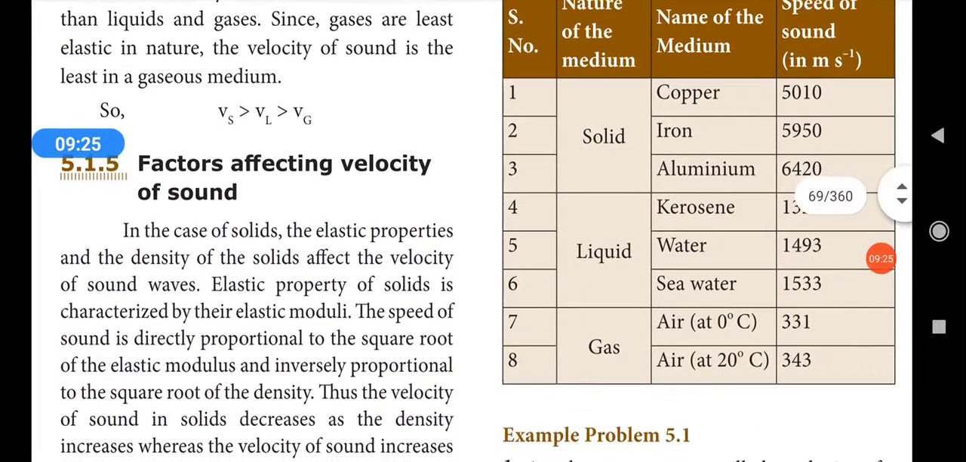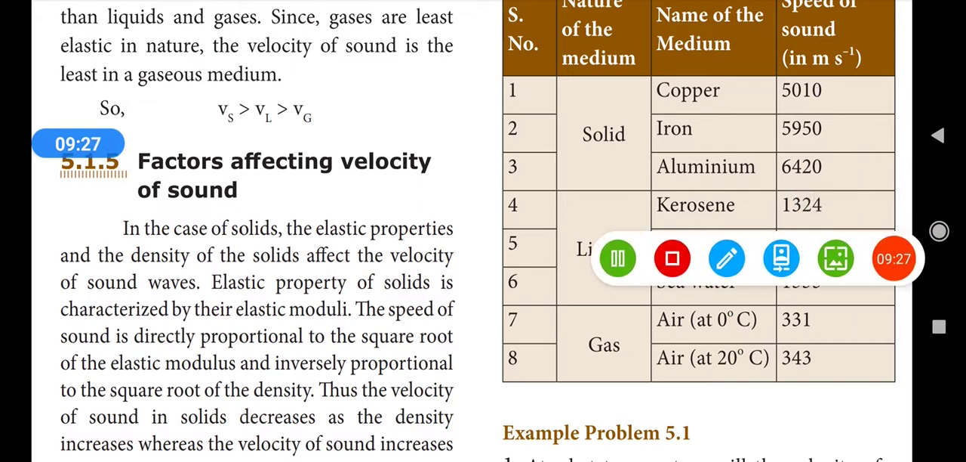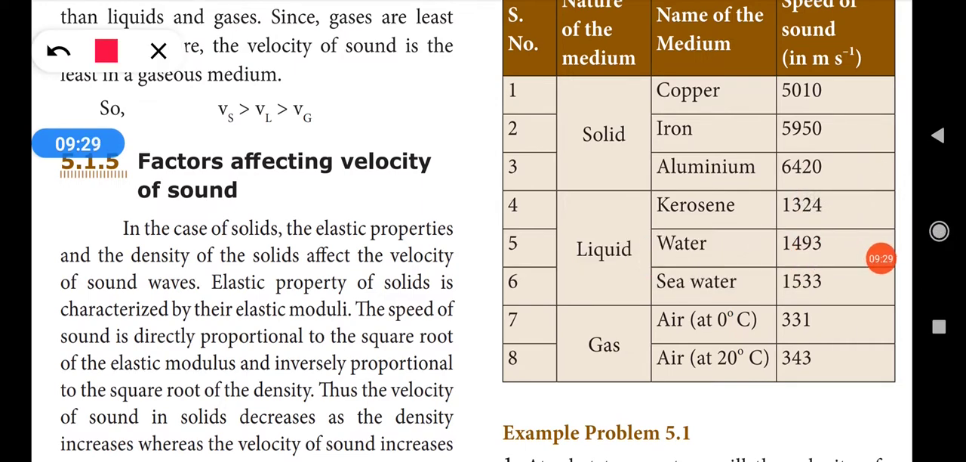See, when we write in the increasing order of the velocity of sound, velocity of solid is maximum. VL means velocity in liquid, VG means velocity in gases. Velocity in gases is lesser than velocity in liquid, which is lesser than velocity in solid. So among all kinds of matter, solid, liquid and gases, sound travels much faster in solid and much slower in gases.